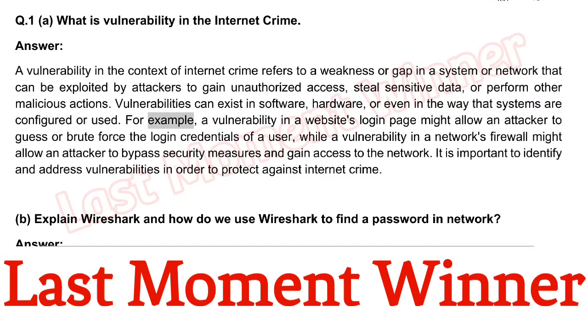For example, a vulnerability in a website's login page might allow an attacker to guess or brute force the login credentials of a user, while a vulnerability in a network's firewall might allow an attacker to bypass security measures and gain access to the network. It is important to identify and address vulnerabilities in order to protect against Internet crime.